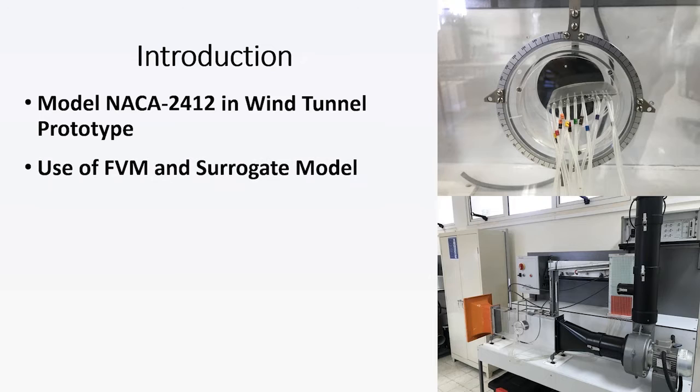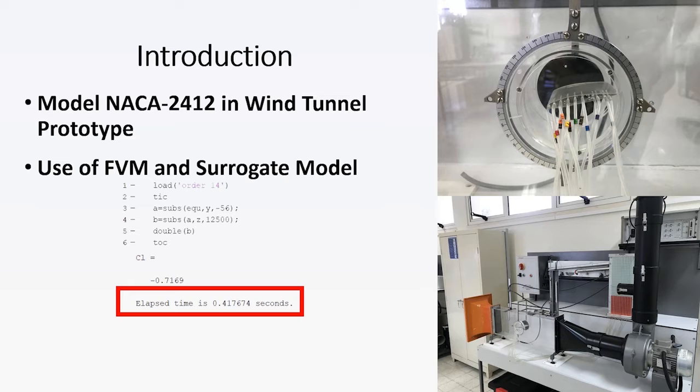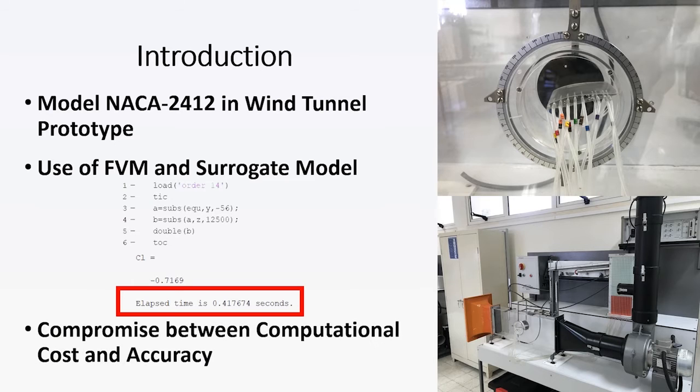This was done with the help of the finite volume method, and further computational cost reduction was achieved through the development of surrogate models. The surrogate models can compute the coefficient of lift in a fraction of a second and can have different orders, leading to a compromise between computational cost and accuracy.